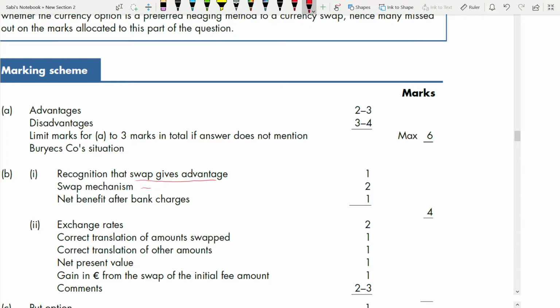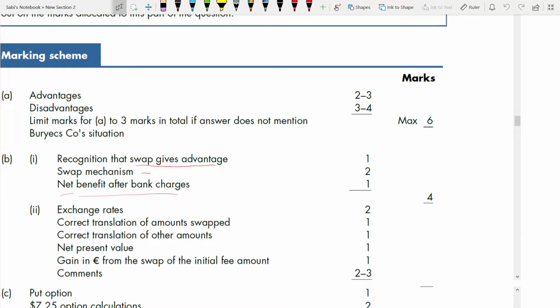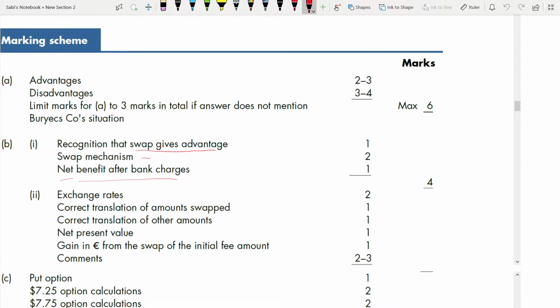And finally, the net benefit after bank charges, right? This is for 1 mark. Next, where you have to calculate the net present value. So exchange rates. You have to calculate the exchange rates, my dear students, because if you don't, your net present value will be wrong. All your cash flows will be wrong. Correct translation of amounts swapped, right? The amount which you are swapping, you need to translate those also. Then correct translation of other amounts. There have been some other amounts also. Net present value, 1 mark. Gain, remember this part. You have been asked in the requirement that you have to find the gain in euros from the swap of the initial fee amount, and comments.